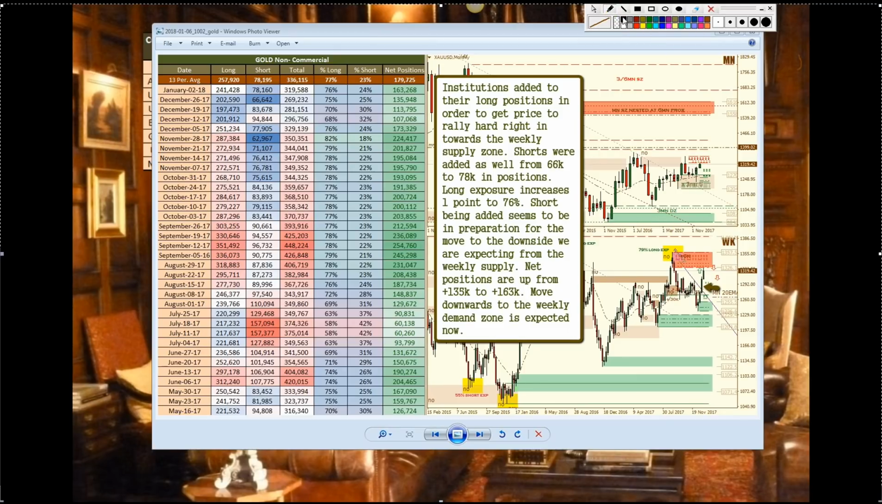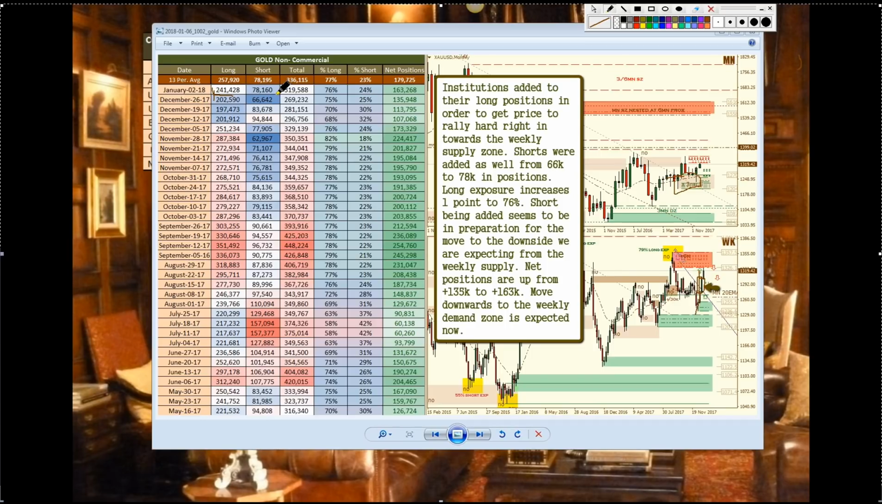So the institutions drop price into a monthly area of demand. Now we're seeing that demand being filled in, right? This candle here is the candle that represents the data. What does the data show? That the institutions added to their long positions. They used to have 202,000 positions long, and now they have 241,000 positions long.